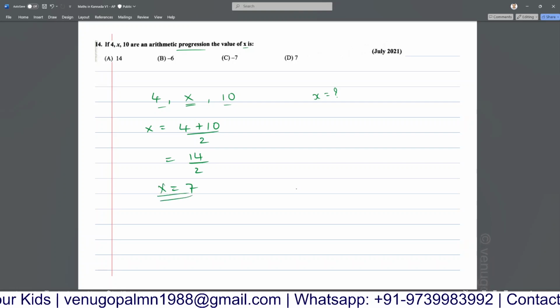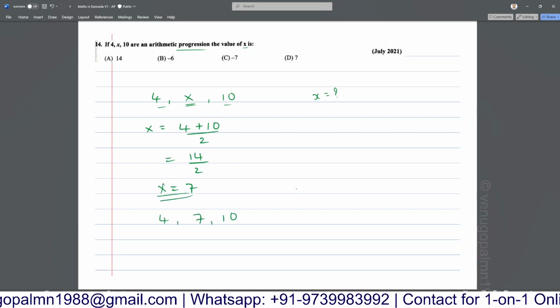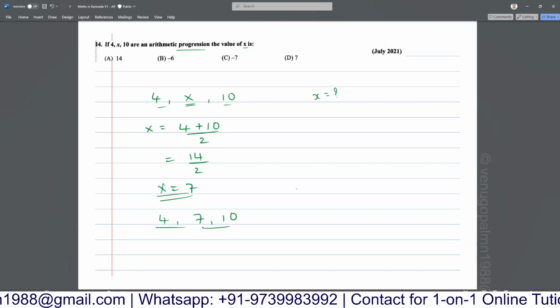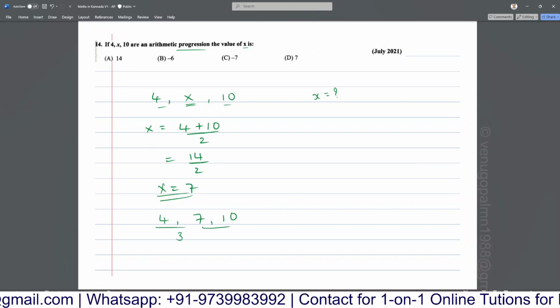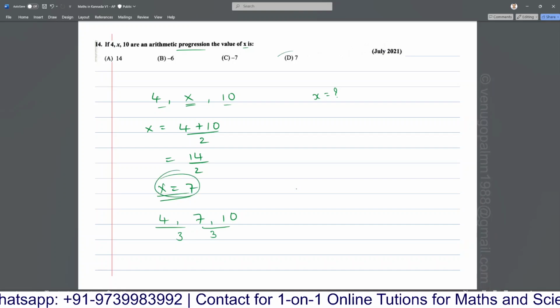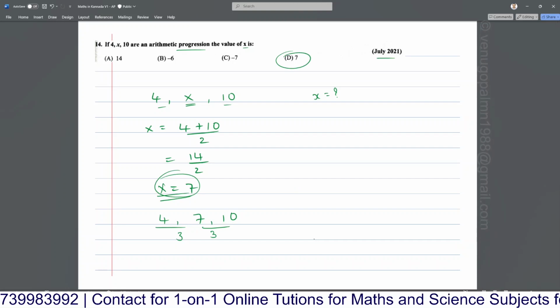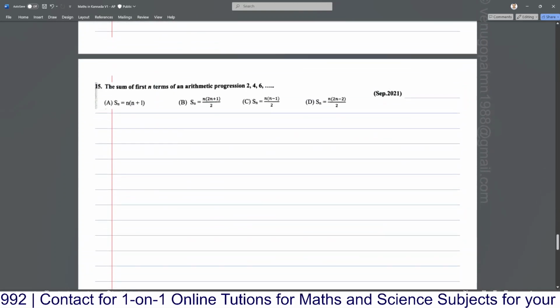The value of x is 7 and the sequence will become 4, 7, 10. If we find the common difference, 7 minus 4 is equal to 3 and 10 minus 7 is equal to 3. So which is the right answer? 7 is the right answer. Okay, this has appeared in your July 2021 examination.